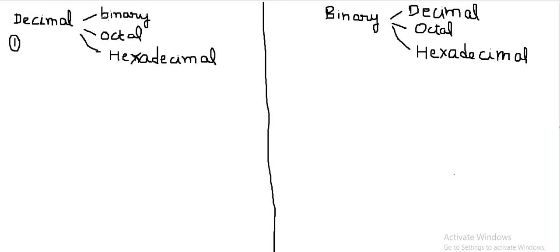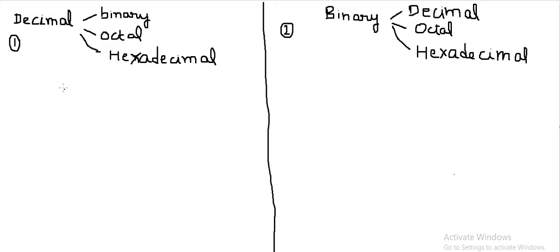As we discussed last time, we have to study four types of number systems: decimal, binary, octal and hexadecimal. On the right side, the second part of this screen, we have the number conversion for binary numbers, and we will see how we can convert from binary to decimal, octal and hexadecimal, right?